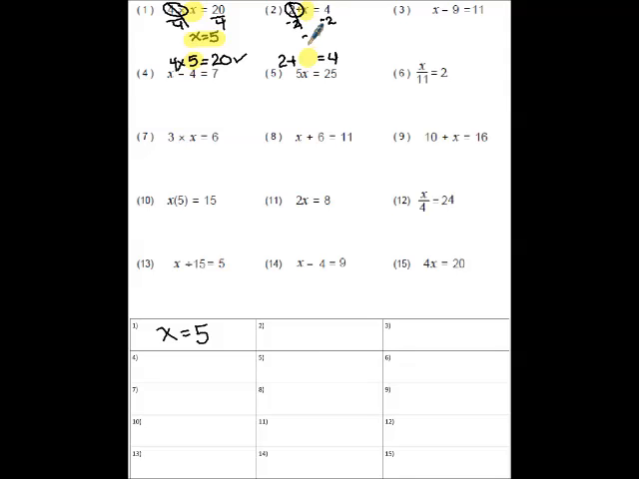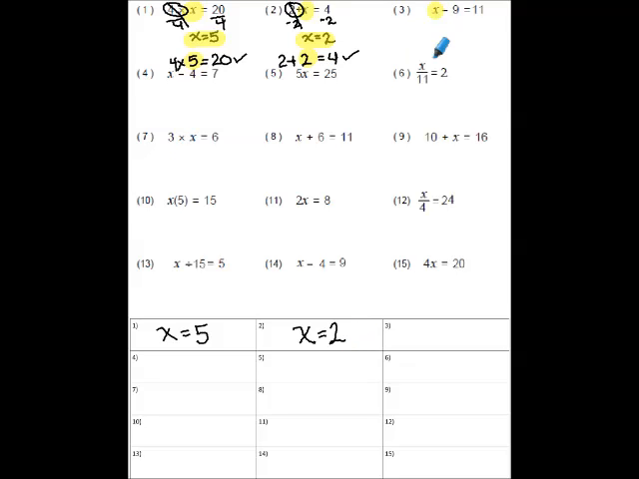2 minus 2 is 0, and 0 plus x is just x. And 4 minus 2 is 2. So I think that x equals 2, and I'm going to put 2 in there for x, and 2 plus 2 does equal 4. So now I can write x equals 2 as my final answer.